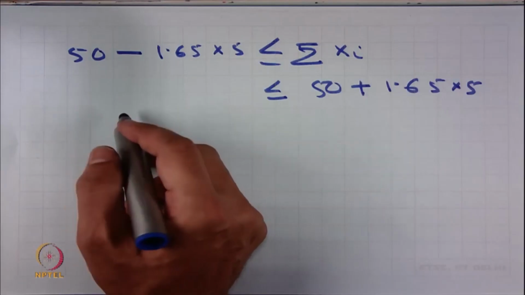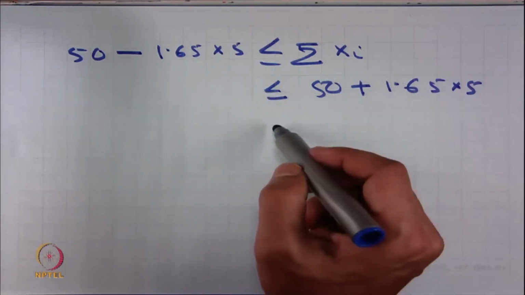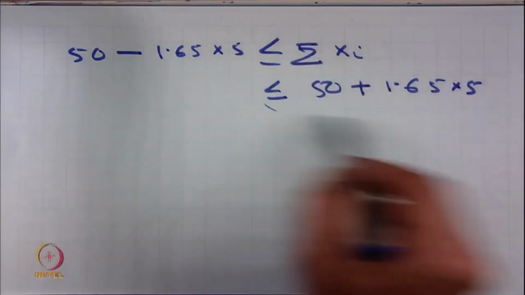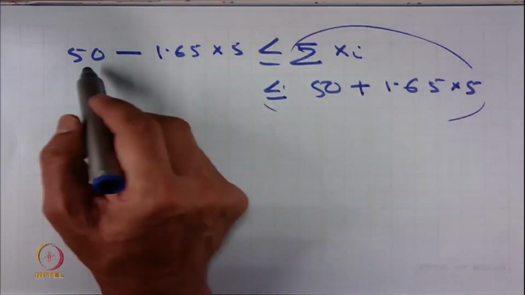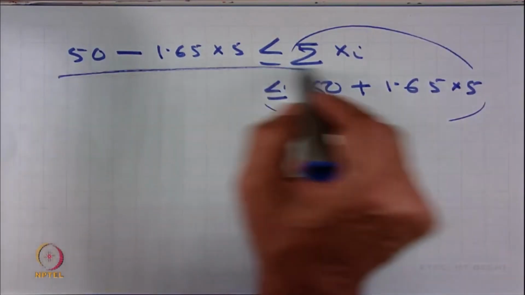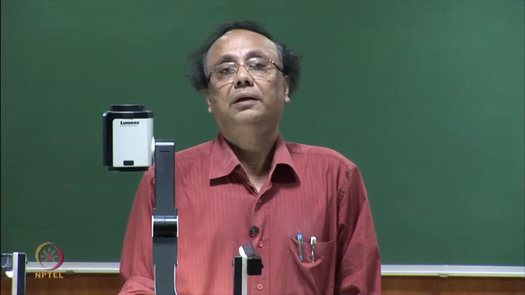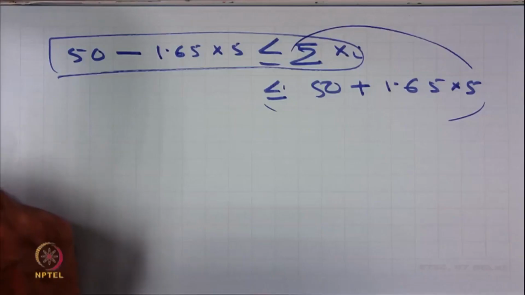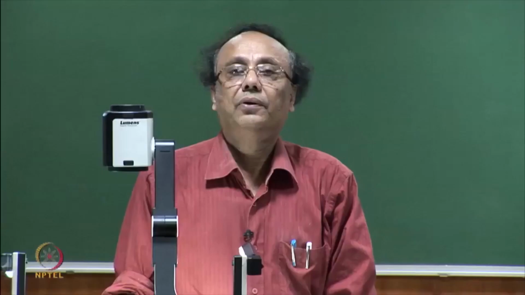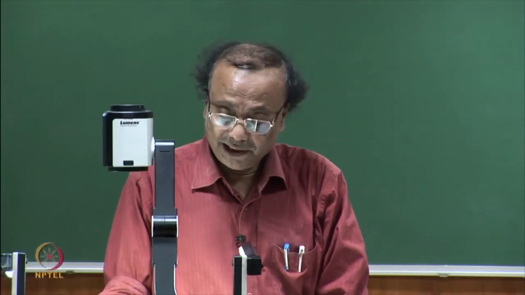And we know that if P1 is greater than P0, then this should be the condition. If P1 is less than P0, then this should be the condition. Therefore, the shape of the critical region will be obtained accordingly. Let us now consider a second example.